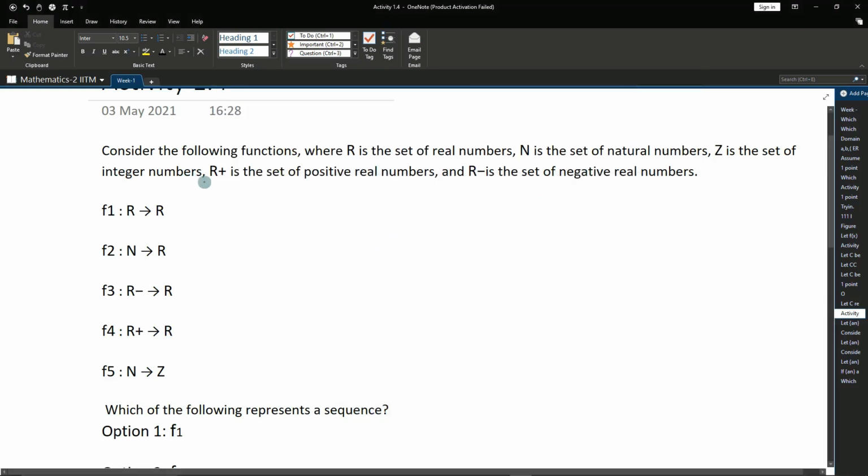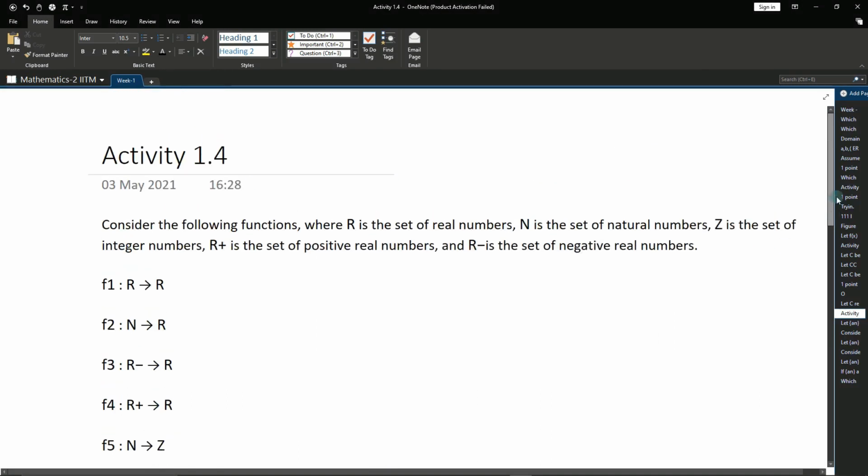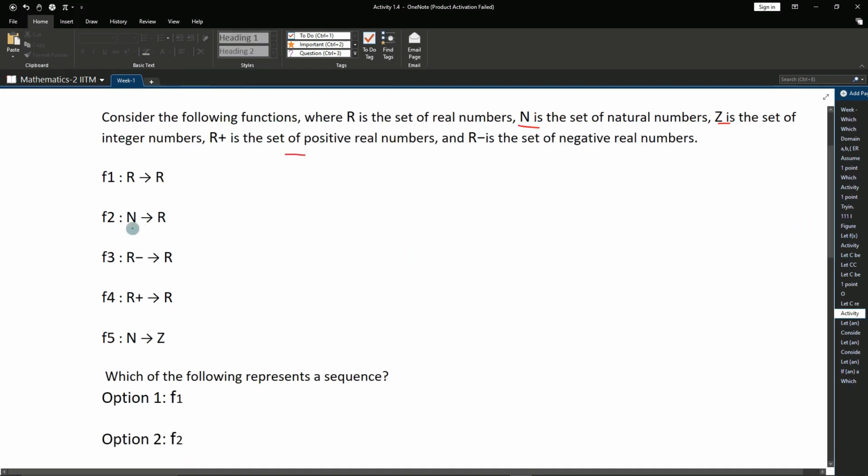Okay, so now moving on to activity number 1.4. Here the first question is: consider the following functions where R is the set of real numbers, N is the set of natural numbers, Z is the set of integers, R plus is the set of positive real numbers, R minus is the set of negative real numbers. So they have given 5 functions, the domain and codomain, right?